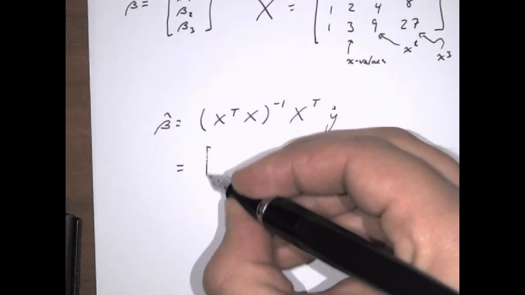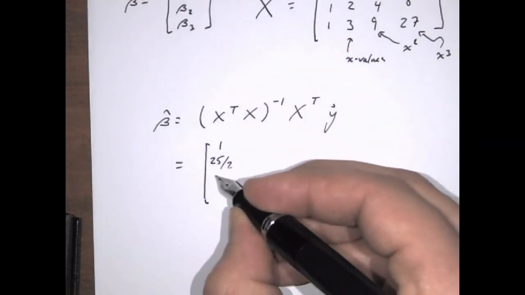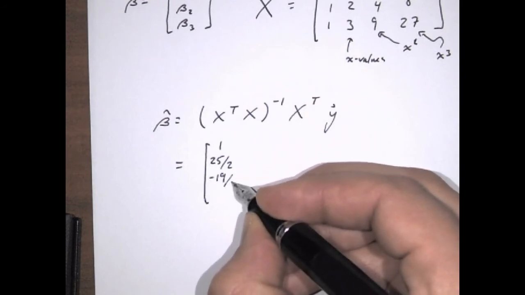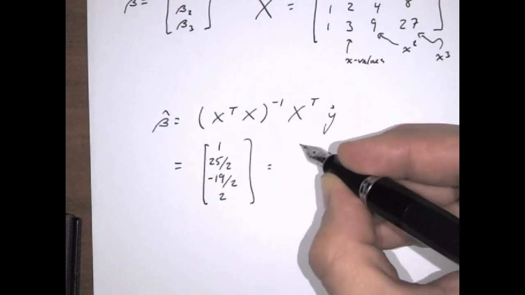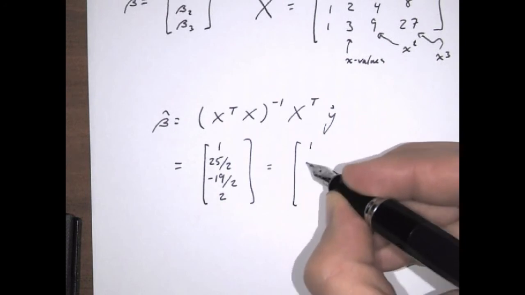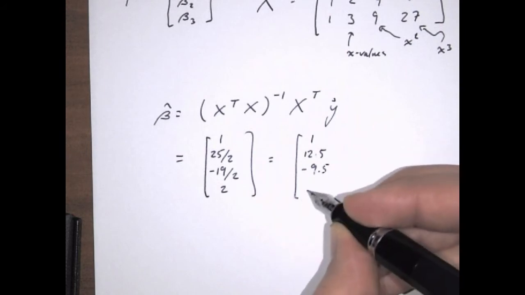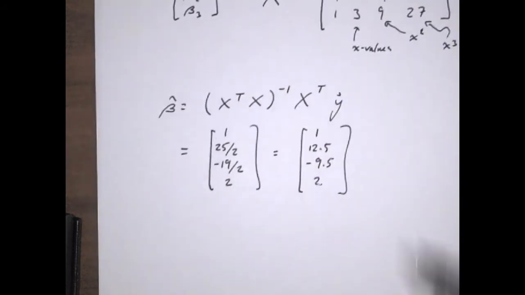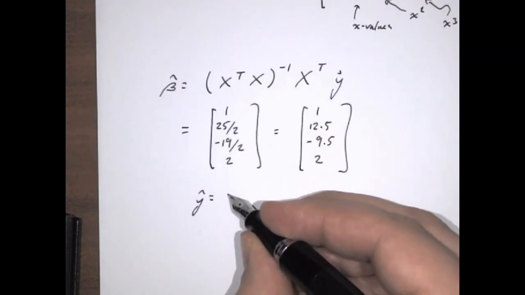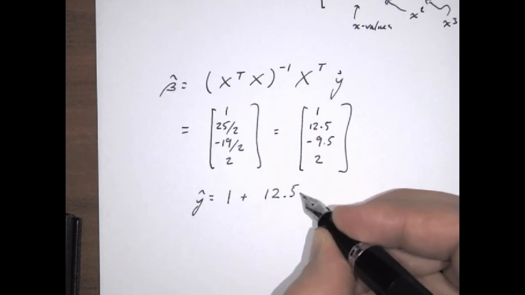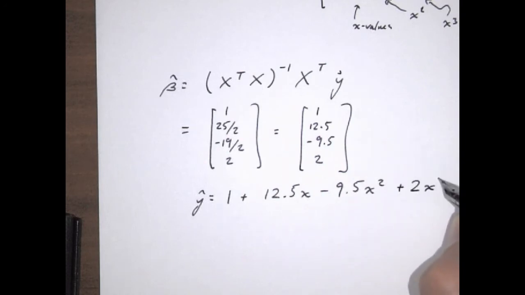So this will be 1, 25 over 2, -19 over 2, and then 2. So just recording down here what my calculator told me. In other words, if I put it into decimal: 1, 12.5, -9.5, and then 2. So that means my cubic model here is just 1 plus 12.5x minus 9.5x squared plus 2x cubed.